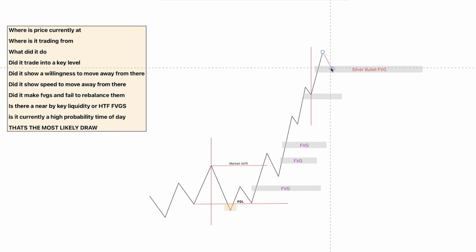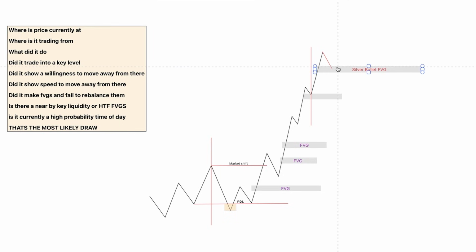And we just look back on the day so far, where's price traded from? Did it trade from a key level? And obviously we're using the 9:30 key open right here. At 9:30, price traded away from a previous day's low. What did it do? Okay, it traded into a key level, previous day's low, key liquidity. Did it trade into a key level? Yes. Did it show a willingness to move away from that level?